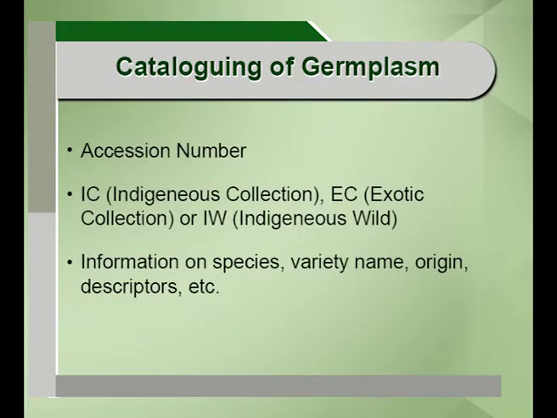As far as the characters are concerned, there are observable and non-observable characters. Observable ones are basically the quality characters, driven by monogenic or oligogenic inheritance. Non-observable characters are quantitative characters, which is a very important thing as far as quantitative traits are concerned. After evaluation, we need to go for cataloging. Cataloging will be done by assigning accession numbers, and we have IC, EC and IW. All this data has to be stored properly and retrieved whenever it is required.